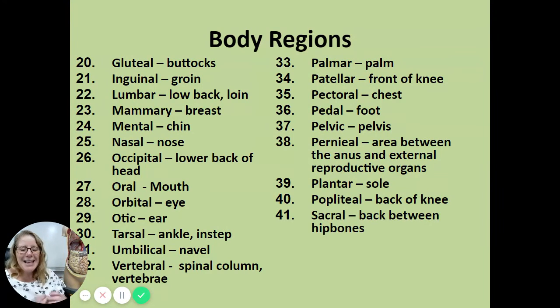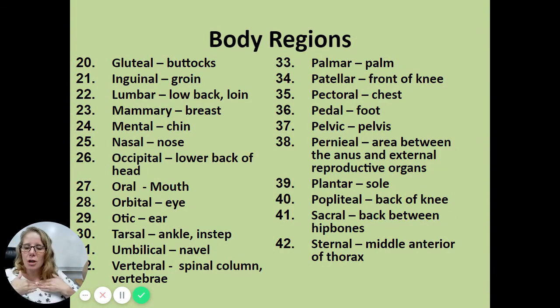Sacral is going to be above coxal. So coxal was here, sacral is here. It's just in this hip region just above where your sacrum is. Sternal refers to where your sternum is here, center. And the last one is sural. That is your calf, your lower back part of your leg. So remember, the crural was your shin, and sural is your calf. Crural front, sural back. I know those are hard. Those are weird to think of.